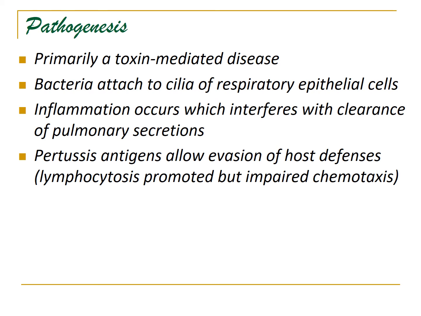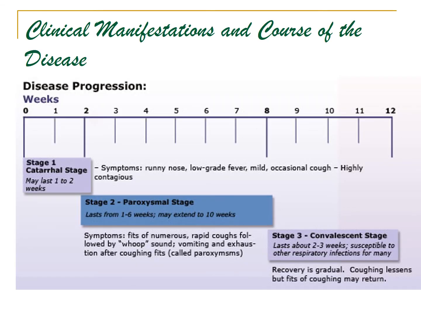Until recently, however, it was thought that Bordetella pertussis did not invade the tissues. However, recent studies have suggested that the bacteria also are present in alveolar macrophages. Treatment for pertussis consists of erythromycin and corticosteroids. This shows a schematic diagram of the clinical manifestations and the course of the pertussis disease, showing the three stages: the catarrhal stage, the paroxysmal stage, and the convalescent stage.